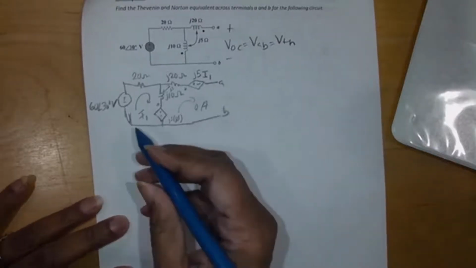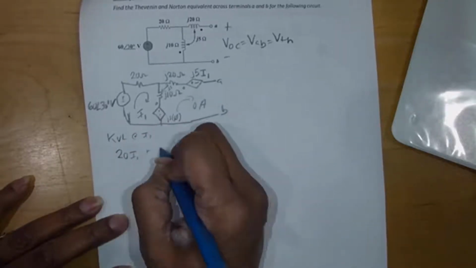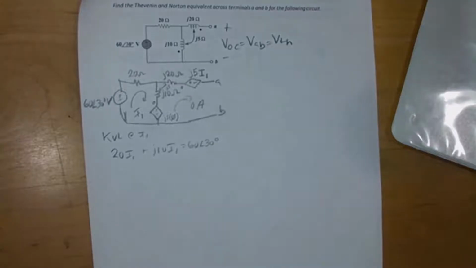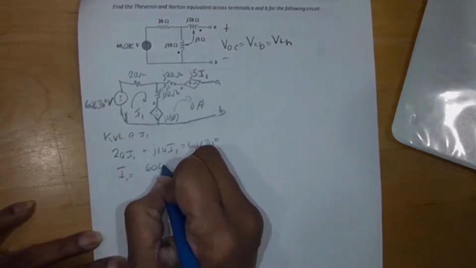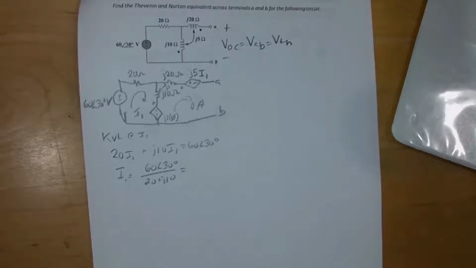So I'm going to do KVL at I1. KVL at I1 is 20 I1 plus J10 I1 equals 60 angle 30 degrees. So I1 equals 60 angle 30 degrees over 20 plus J10. What is I1? Put it in your calculator, please. 60 angle 30 degrees over 20 plus J10. What is I1?